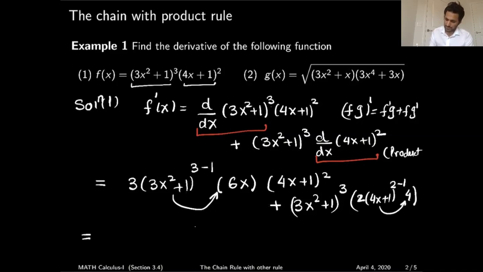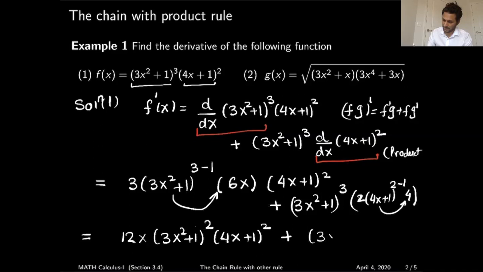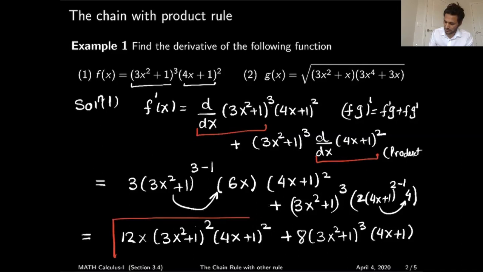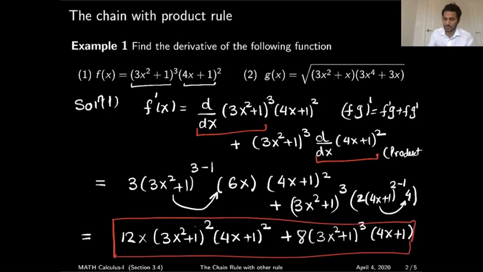I can simplify a little bit. This is going to be 12x times (3x squared plus 1) to the power 2, times (4x plus 1) squared, plus (3x squared plus 1) to the power 3. That is 4 times 2, which is 8, times (4x plus 1) to the power 1. So that's your complete solution. I'm going to box this answer. You can see that here we use the product rule and the chain rule, but we first use the product rule and then the chain rule.